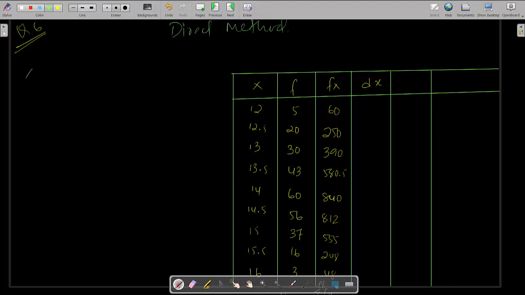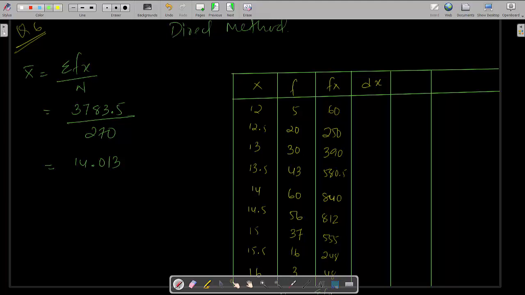Okay. So mean is equal to sigma fx by n. This is the formula to find out mean in discrete series. Here the sum of fx is 3783.5, divided by the sum of the frequency, which is 270. If you divide this, you will get 14.013. If you want to use 2 decimals, it's up to you. If you want to use 3 decimals also, it's up to you. Clear? So now let's find out the value of dx.